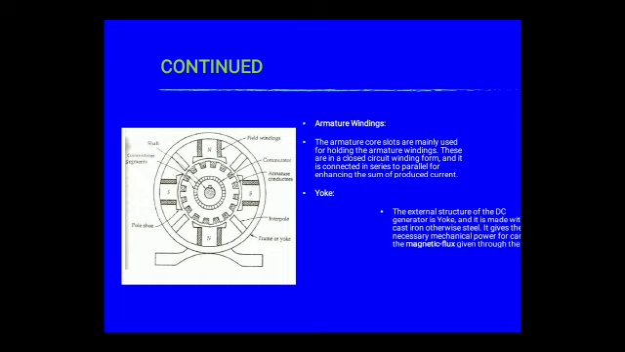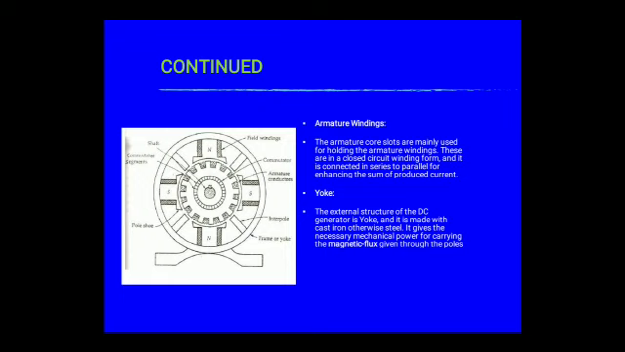Now the next slide is yoke. So what is yoke? Yoke is the outer cover of the DC generator. It is made of a high permeability material, that is a ferromagnetic material like cast iron, silicon steel or other steels. It gives the necessary mechanical strength for carrying the magnetic flux produced through the poles.